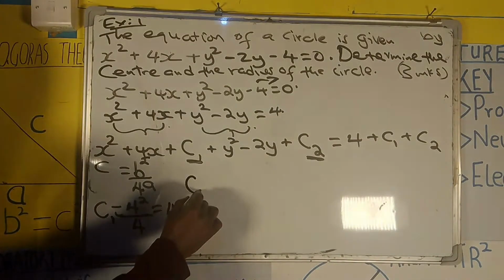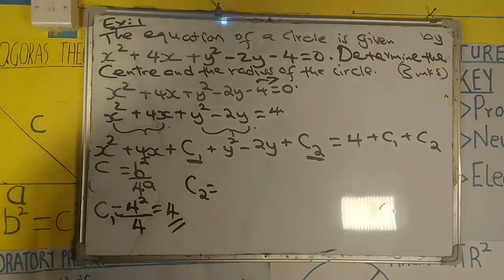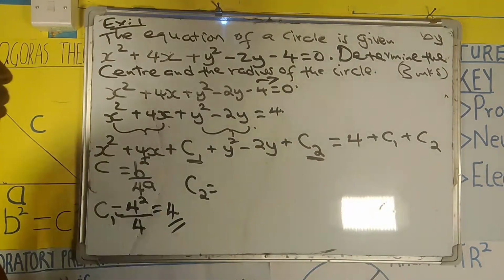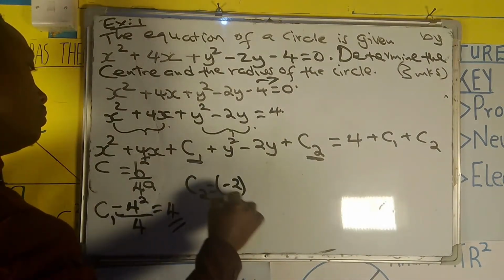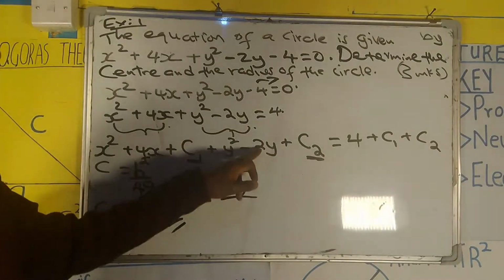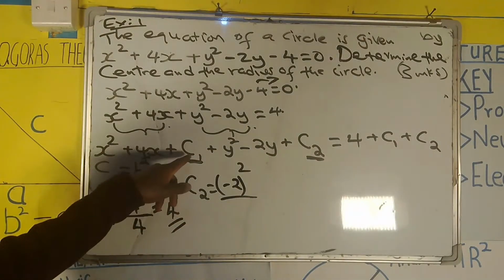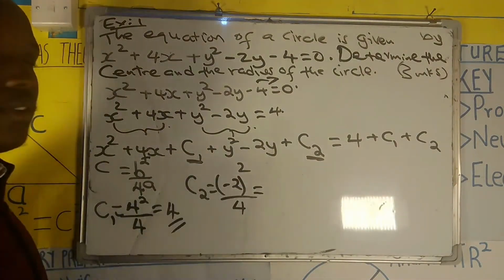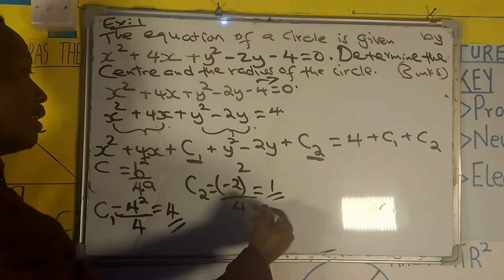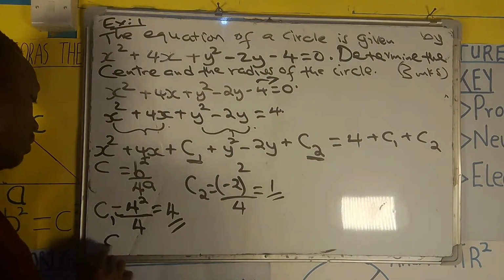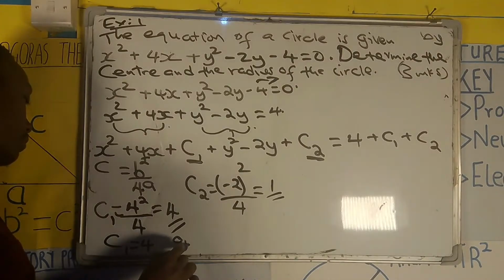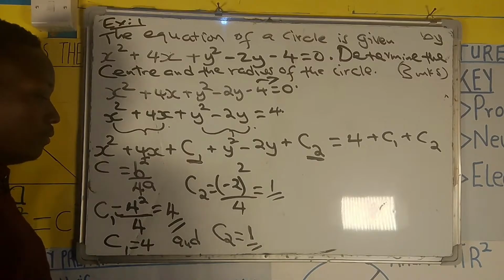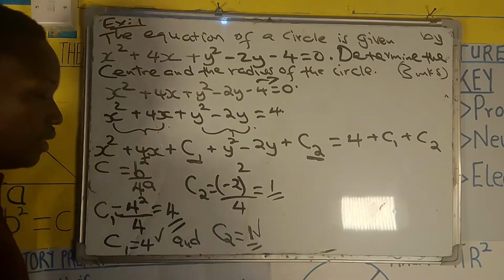Then our C2 will be B squared, in this case negative 2 squared, over 4 times A. A is 1, so 4. And negative 2 squared is 4. 4 divided by 4 is 1. So our constant 1 is 4 and our constant 2 is 1.